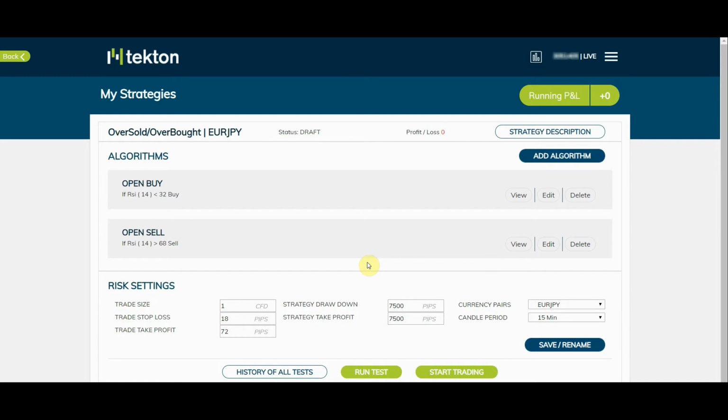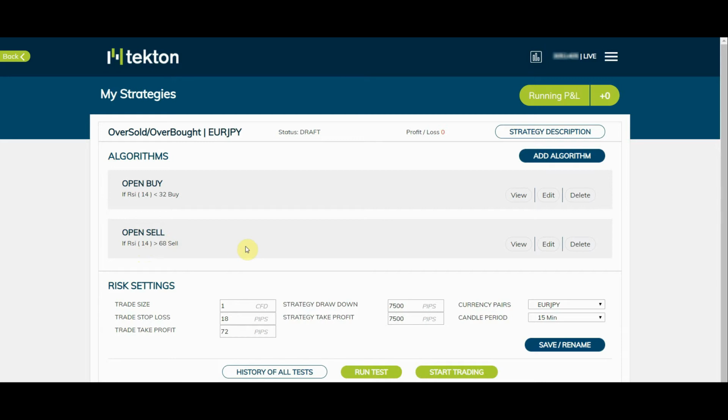You can either use an import code, which the import code for this strategy is on the forum, or you can add algorithm and add the algorithm yourself. So this particular buy condition, as you can see here, is if the RSI 14 period is less than 32, we're going to buy. And the sell condition is if the RSI 14 period is greater than 68, sell.